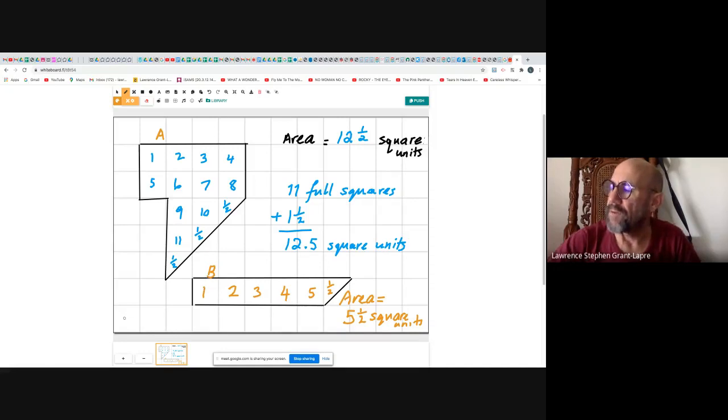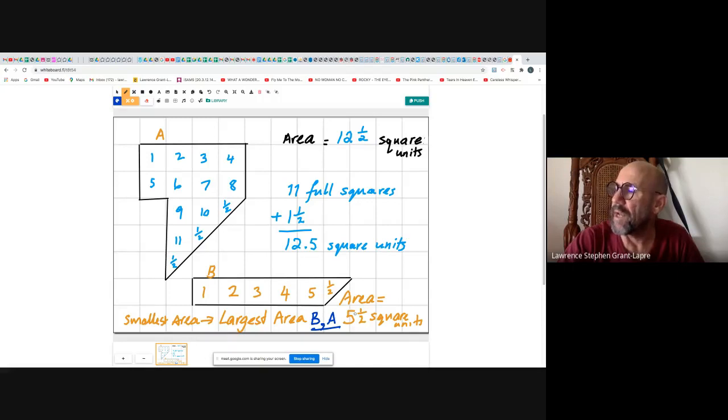So if I was to put it from smallest area to the largest area in order, it would have to be first B. So let's just say that would be first B and then A. So B would be the smallest area and A has the largest area.